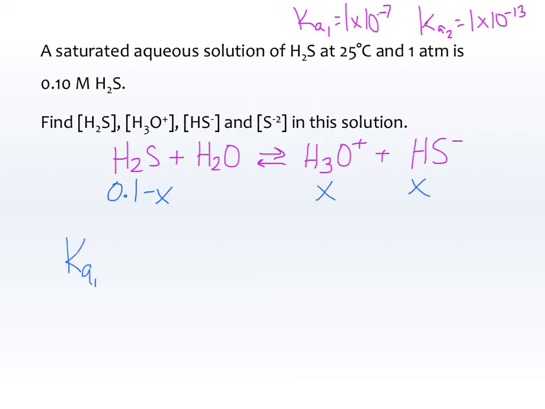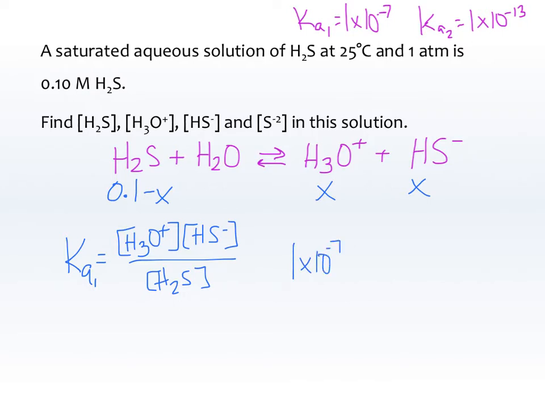So we'll look at the first Ka, and that's going to be H3O+ times HS minus over H2S. And so that's 1 times 10 to the negative 7. Remember, I got that number off the chart.